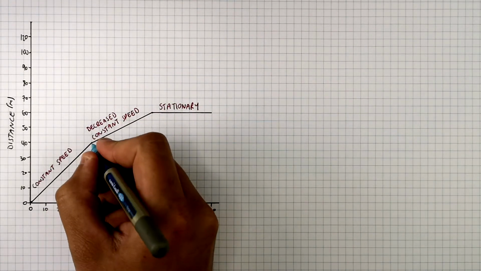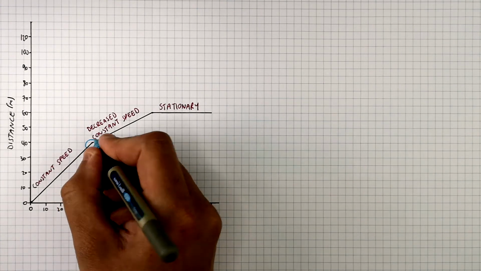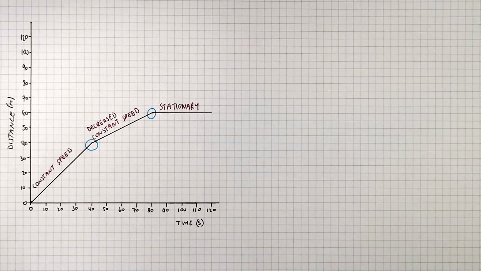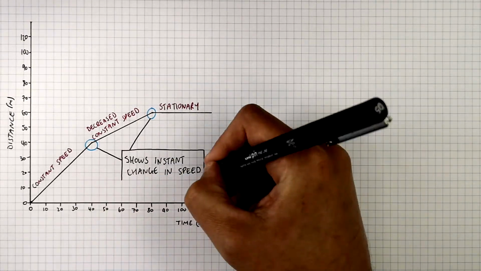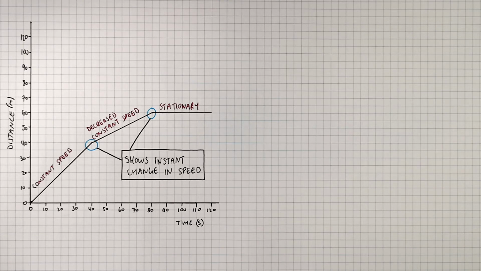So these two parts of the graph that I'm circling, these show where there is going to be a change in speed. But they show an instant change in speed. And an object will not go from 1 meter per second to 0.5 meters per second instantly.